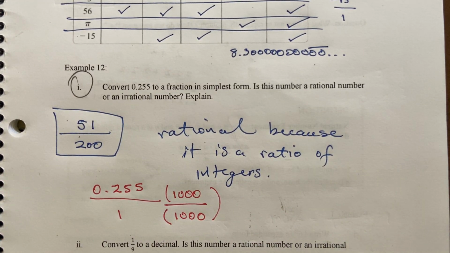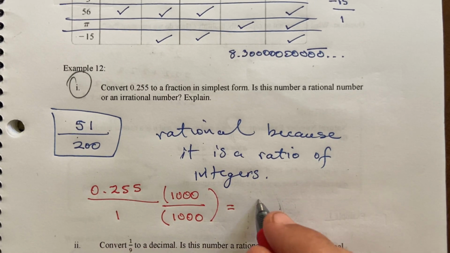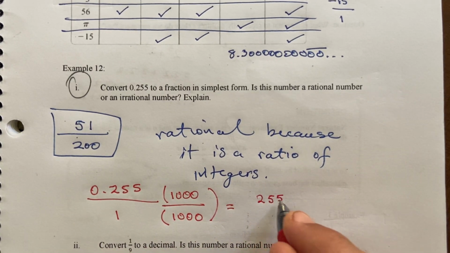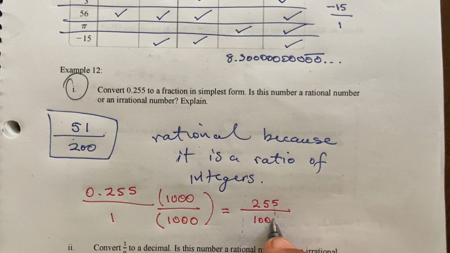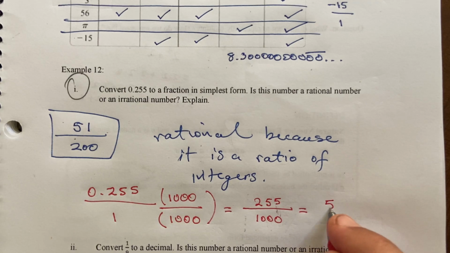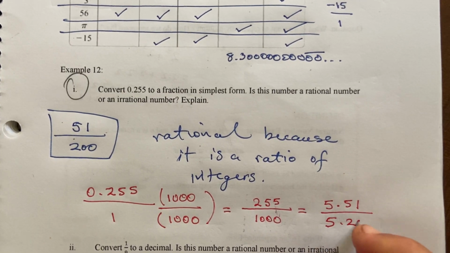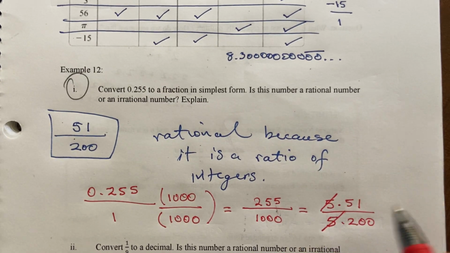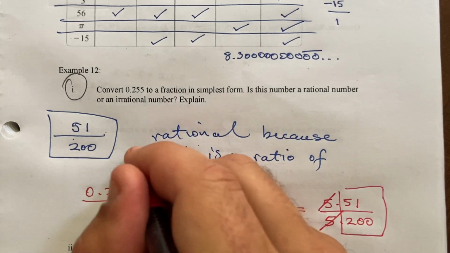So this is what I would do. Sorry, I wrote that kind of weird. But 1,000 top and bottom, that moves this decimal to the right 3 times. So now I just have 255. And then 1 times 1,000, I have 1,000. And 5 times 51 over 5 times 200. These cancel. And then I have my 51/200. And same reason as here.